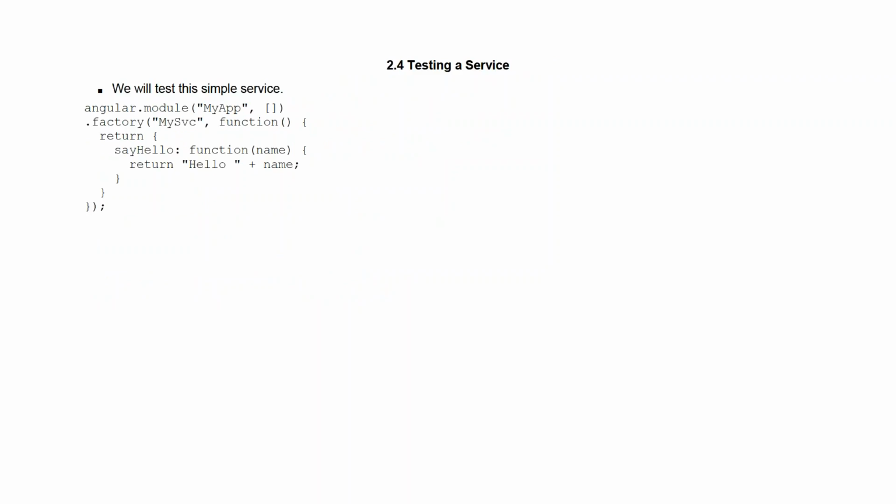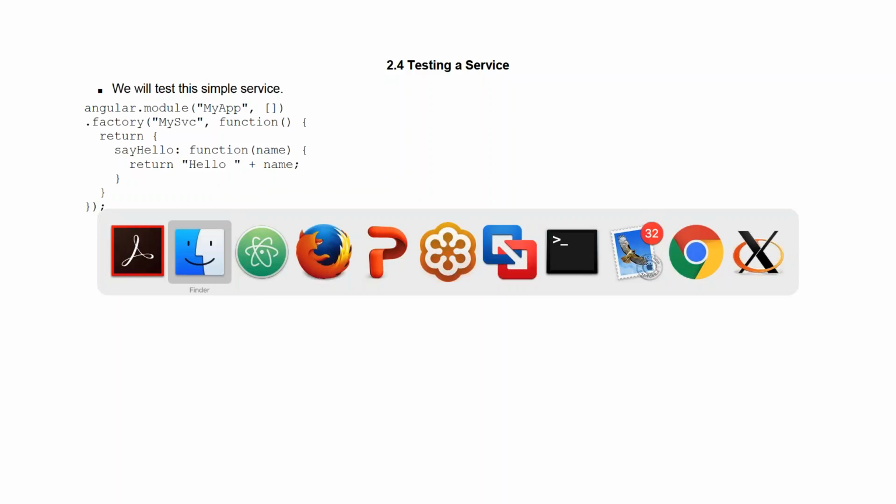Okay, here's an Angular service. So here I have an Angular module, my app, and I'm creating a factory for the my service factory. A service would be used as a back-end or a utility throughout an Angular application. And this service would have a method on it, say a hello method, that returns hello plus whatever name we feed into the method. Okay, so let's say we have that declared in a JavaScript file that we're going to test.